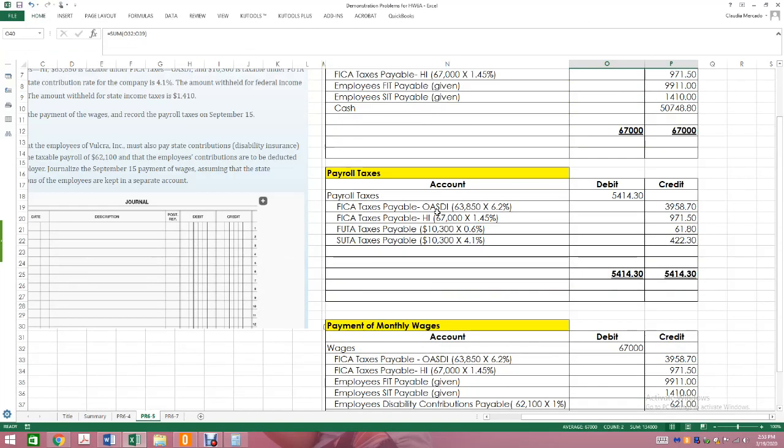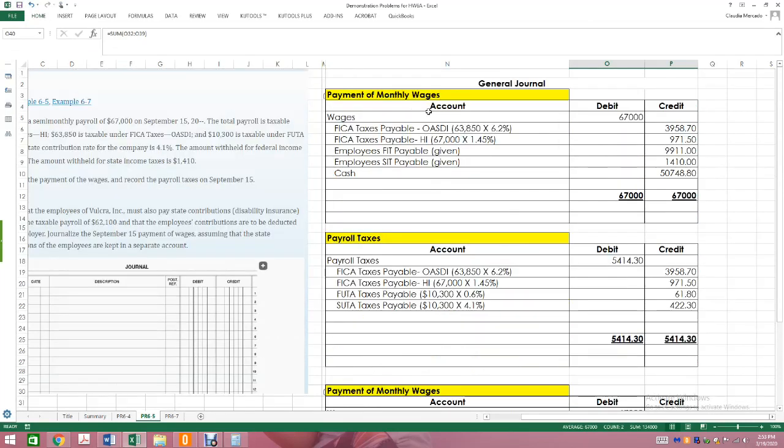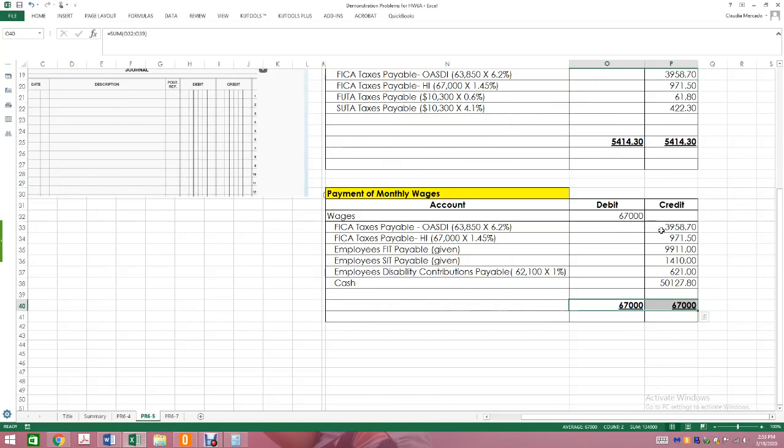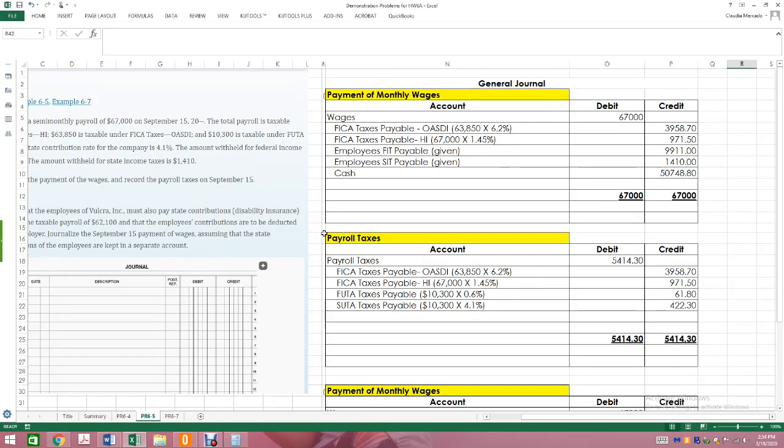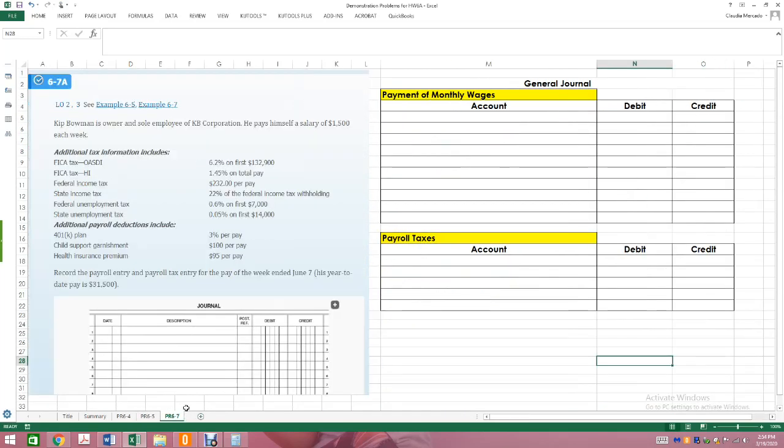So that is the second requirement. In the second requirement, they're only asking us to do the entry for our payment of the monthly wages. How much do we need to deduct from our employee's paycheck? And this is what we're calculating here. So we started off with 67,000 gross. This is my gross pay. And then the 50,127, that is the net pay. That is after deductions. So that is the second problem that I'm going to be covering.